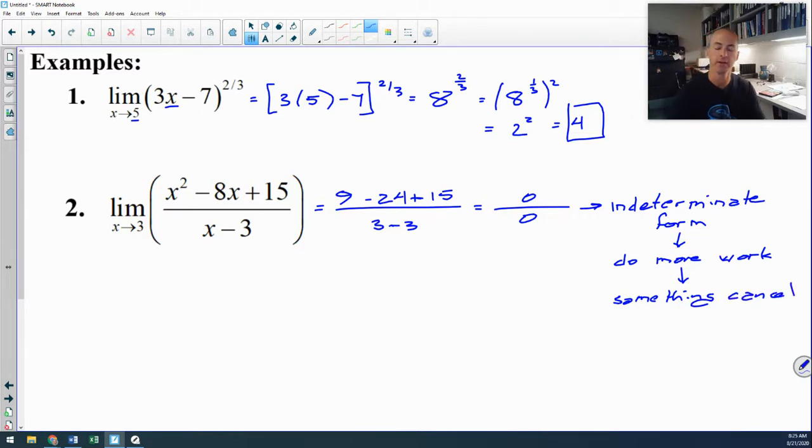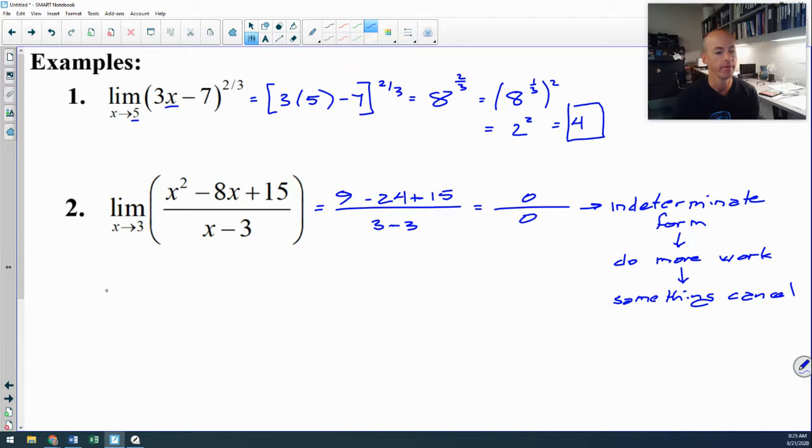Eventually, we're going to learn a technique called L'Hopital's rule when we get further into calculus, but we don't have the tools to use L'Hopital's rule yet. So for now, 0 divided by 0 means do more work. It does not mean the limit does not exist. Sometimes, and I would say most of the time, an indeterminate form ends up giving you a real number answer by the time you're done.